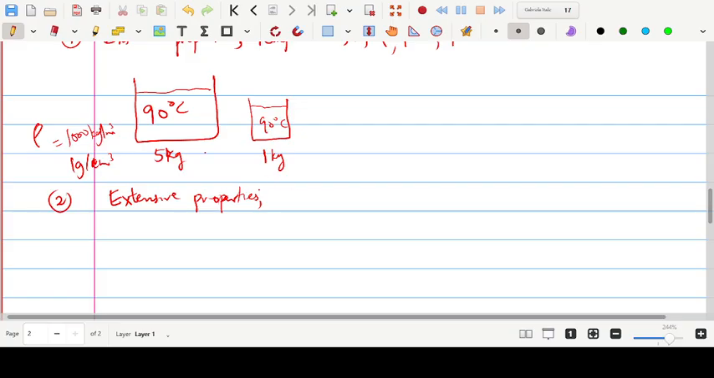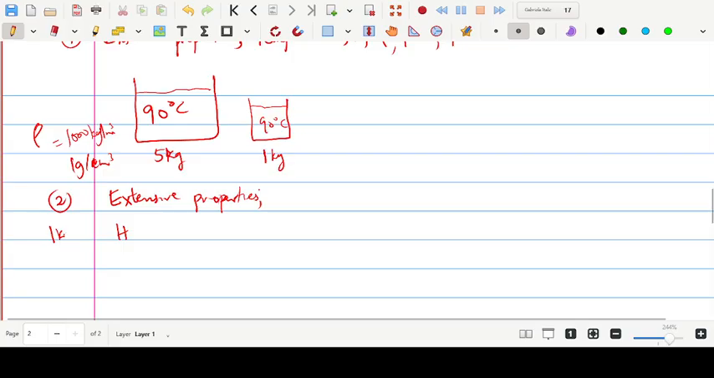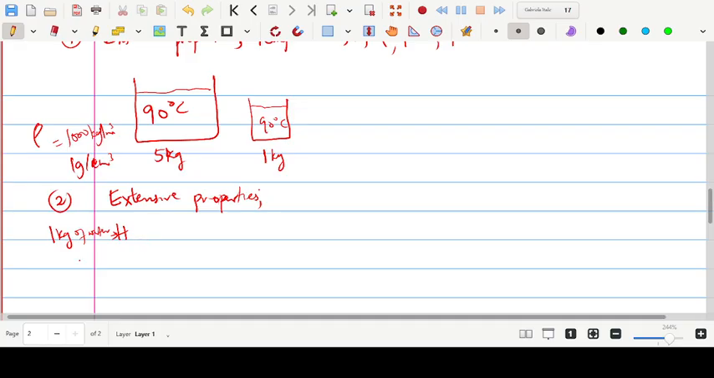Okay, another example. Let us assume that we have water of the same temperature, of the same enthalpy. Let me use enthalpy H. So 1 kilogram of water with this enthalpy H. Is that taken? Then you have another similar water.